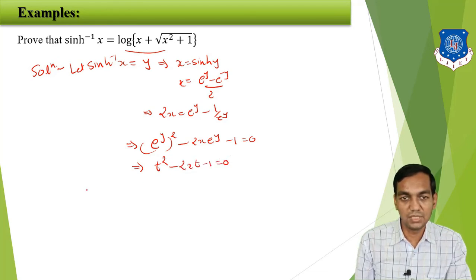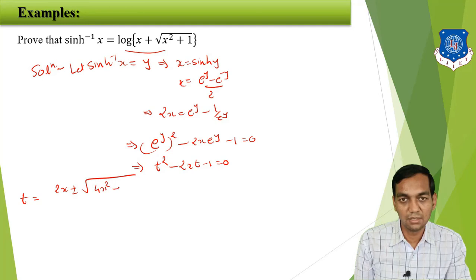And if you are aware, this is a quadratic equation, so we are going to solve it by the discriminant. So t will be minus b, so minus minus 2x, plus or minus under root b square, that is 4x square, minus 4 into a into c, that means minus minus 4, divided by 2. Okay. Now here what we will have, x plus or minus square root of x square plus 1.